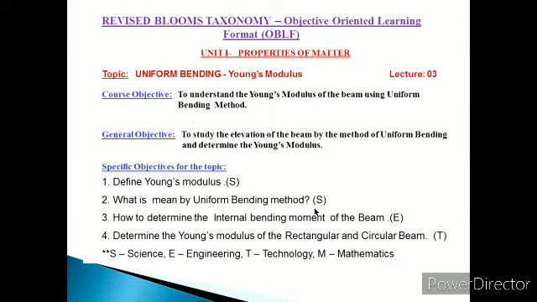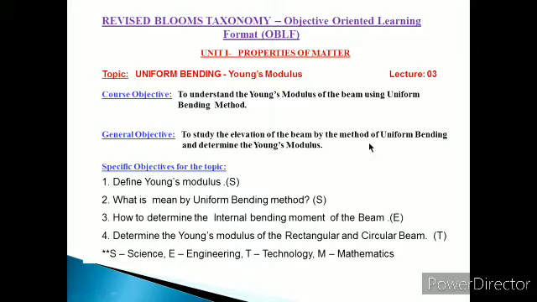On the basis of OBLF, in lecture 3, our course objective is to understand the Young's modulus of the beam using the uniform bending method. That means our course objective is to understand the Young's modulus of the beam by the method of uniform bending, and the general objective is to study the elevation of the beam by the method of uniform bending and also determine the Young's modulus. We have to determine the elevation by the method of uniform bending and also determine the Young's modulus of the beam.